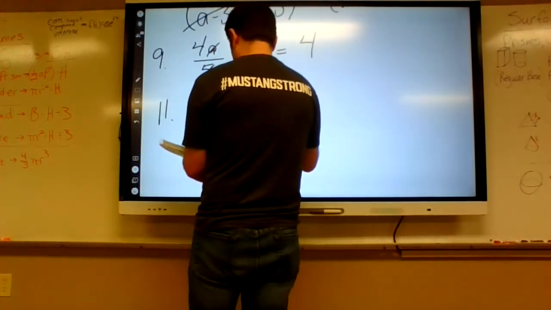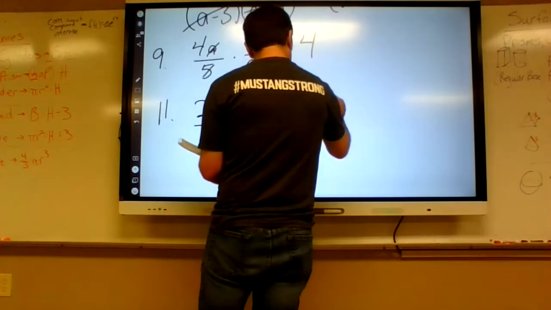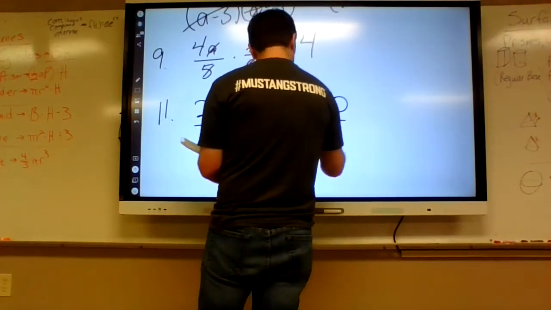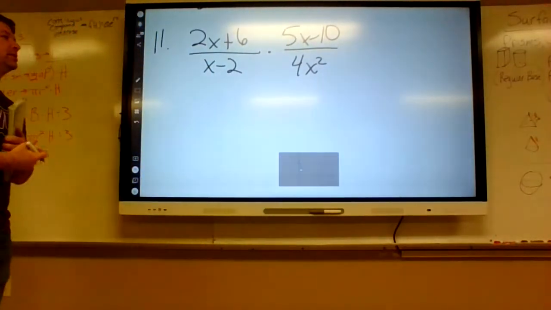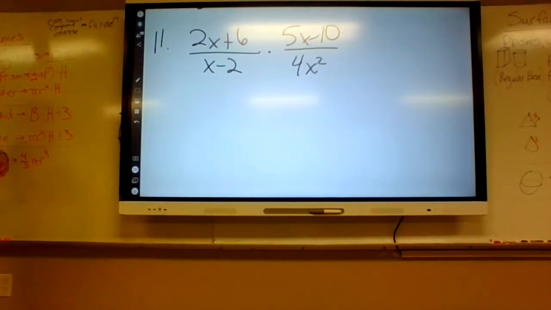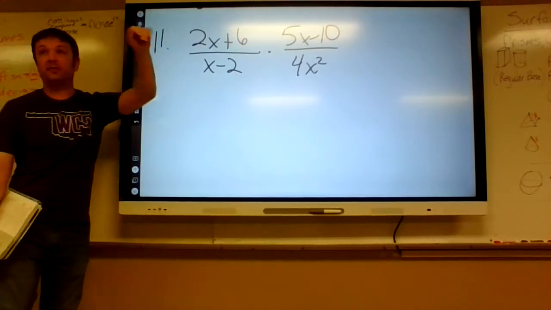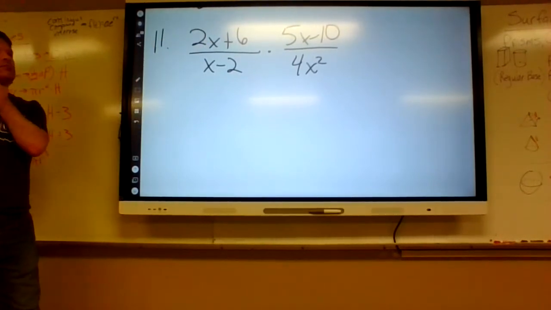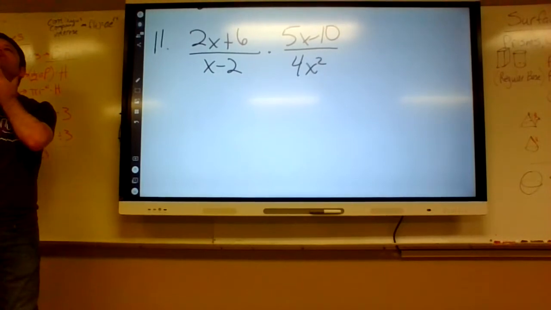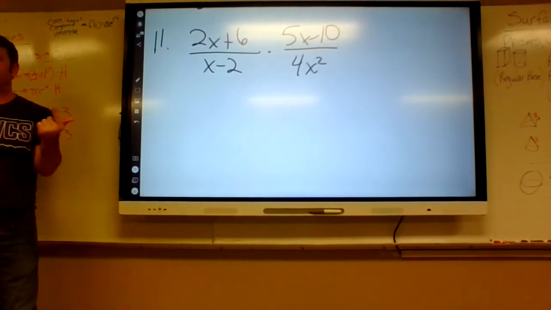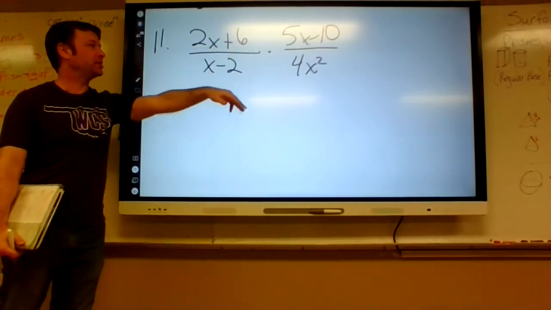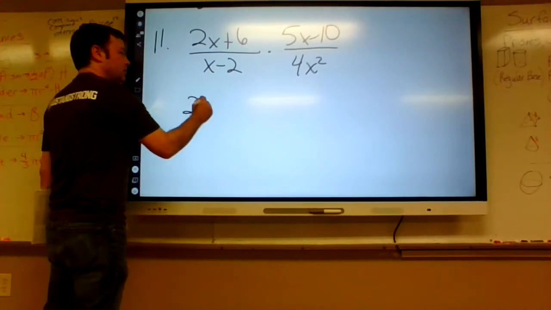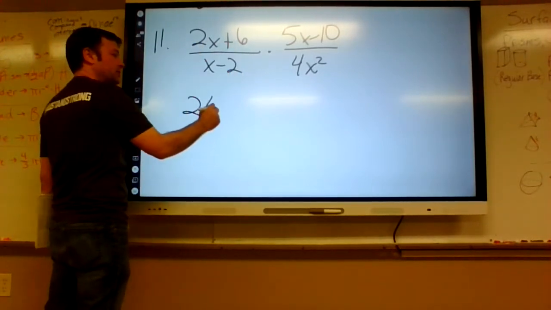So on 11, I'm going to flip the second one and put 5x minus 10 on top, 4x squared on bottom. Okay. What can I do to this top numerator on the left? Is it a square minus a square? Is it 3 terms? No. What is it? Take stuff out. What comes out of both of these? 2. What's left if I take a 2 out of both of these?